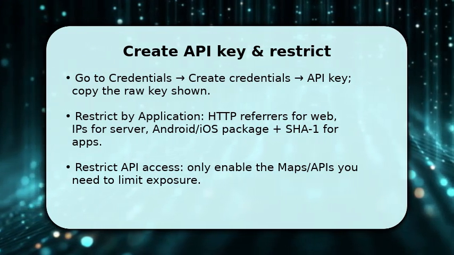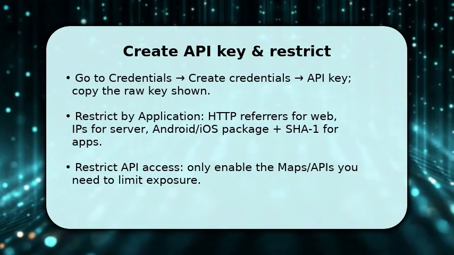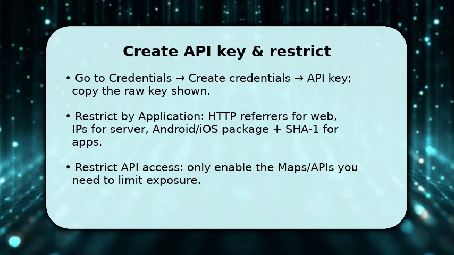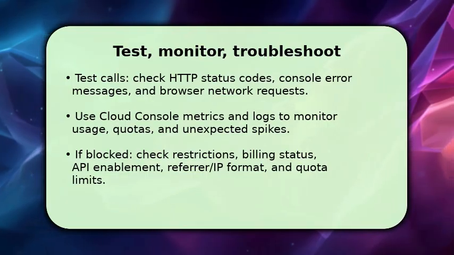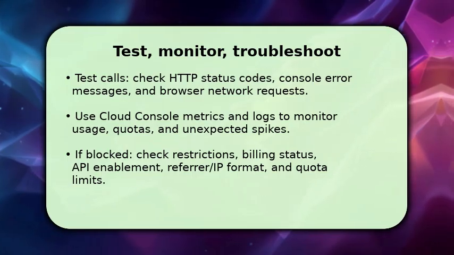Now validate your integration by making real requests from the intended environment and observing responses. 200 means success, 4xx or 5xx indicate configuration, billing, or quota issues. Make sure to monitor usage in Cloud Console metrics so you catch spikes early.